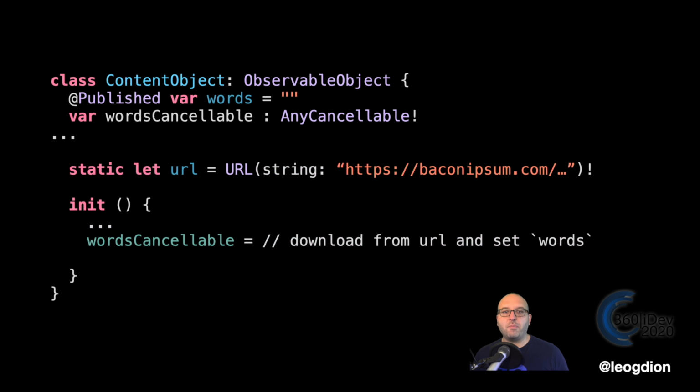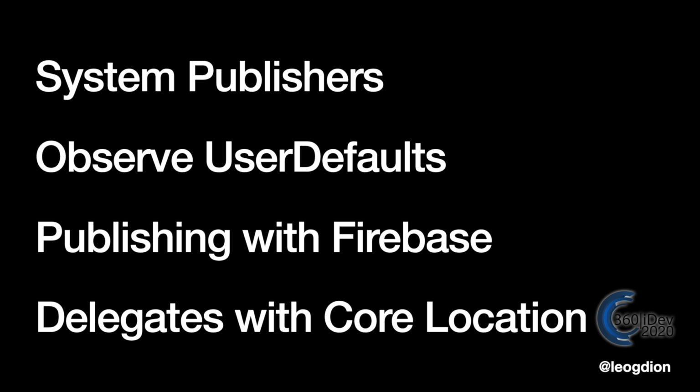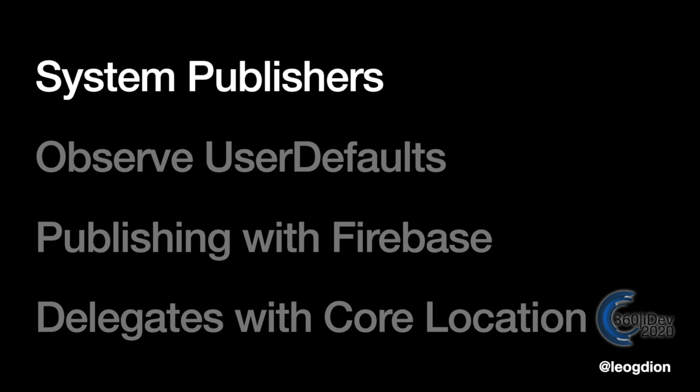We added the words property as well as a words cancelable to take care of whatever actions we do with our API call. We have our URL to the bacon ipsum API, and then we have something here for downloading from the URL and sending words. Now, how are we going to go about doing that? Well, this is going to be our first example of combining an old API with a new one, and perhaps our most simple. Let's go over the first one here, which is system publishers.